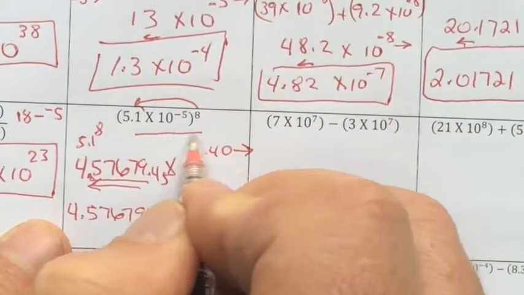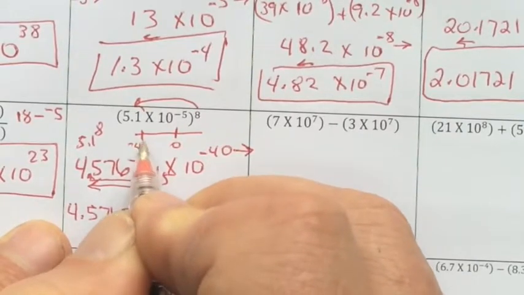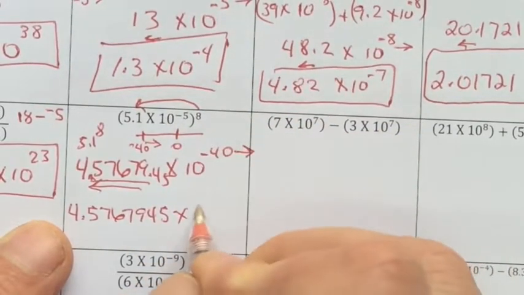Now let's think about a number line. Where is negative 40? See, negative 40 is way back there. I'm going 5 this way. That puts it at negative 35.